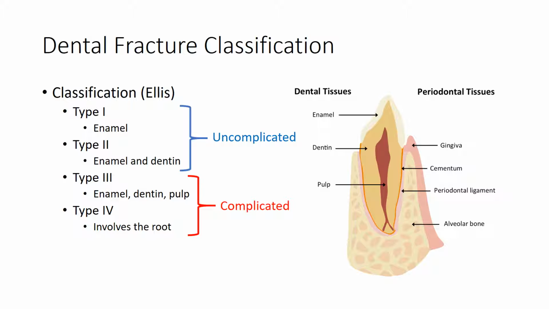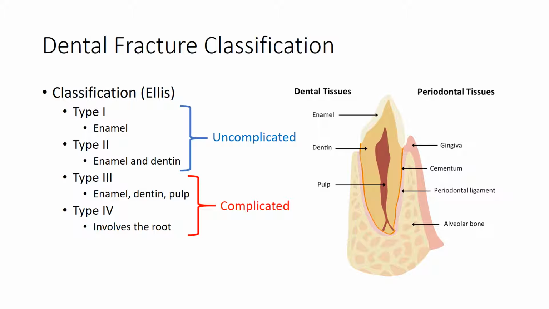And so type 1 and type 2 are referred to as uncomplicated dental fractures. And that's because there's really no emergent treatment that's needed if only the enamel or dentin is involved. Now, type 2 might be painful. That exposed dentin can be very sensitive. And it may need to be covered with just some composite for aesthetics or for the patient's comfort, but it doesn't need a root canal or an extraction.